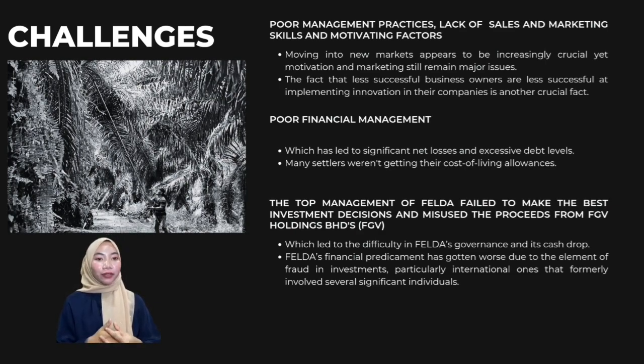Next, Federal Land Development Authority residents are suffering the most as a result of the organization's poor financial management, which has led to significant net losses and excessive debt levels. For a long time, many settlers were not getting their cost of living allowance. The cash flow issue has trickled down to the rural people even if the management and financial issues at Felda and its 23% subsidiary FGV Holdings had previously seemed remote from their life.